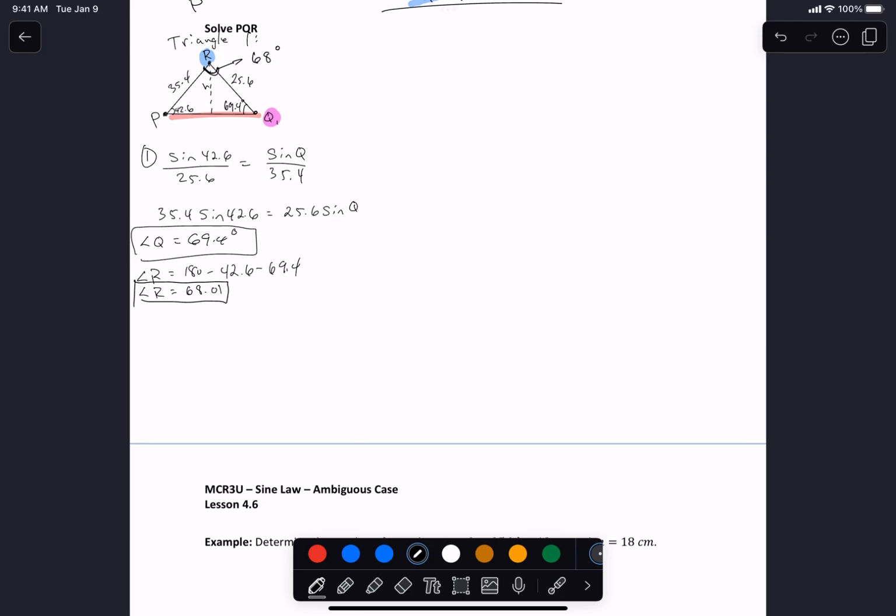I use sine law again, right? What information am I going to use though? Ideally, the stuff that's been given to you in the question, just in case you made a mistake, right? So I would just use sine of 42.6 over 25.6 again. If you made a mistake anywhere, it's going to cost you, but I would just use the information that's been given to you in the question. So that's step 2. Step 3 now is to find side length R.